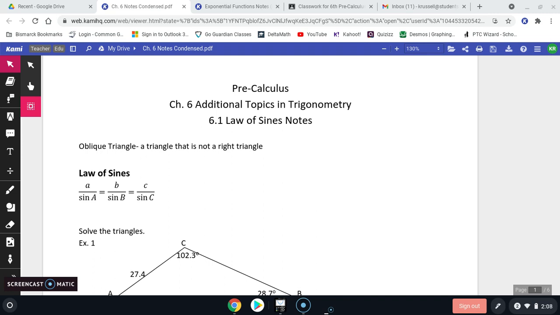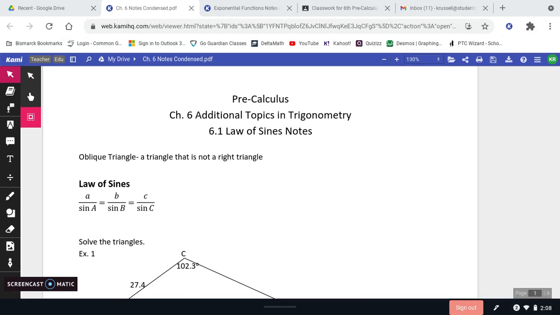Today we're going to start chapter 6, which is also a trig chapter. Now we are going to just look at the first couple of sections. So the next couple of days we'll be spending time on the law of sines.